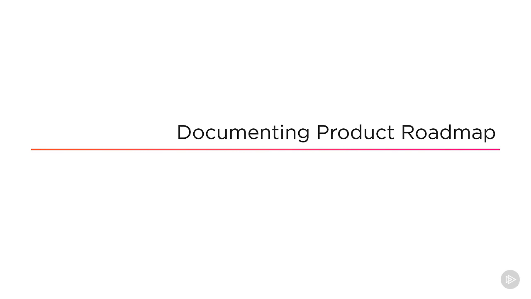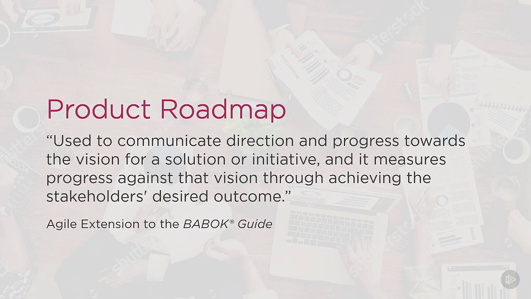Among the techniques that BAs find the most beneficial for planning how a product is going to meet a set of business objectives is product roadmap. It is used to communicate direction and progress towards the vision for a solution or initiative, and it measures progress against that vision through achieving the stakeholders' desired outcome.